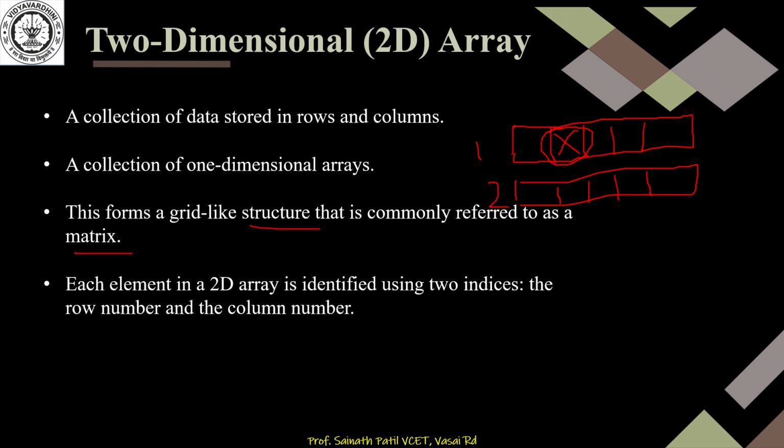Each 2D array element is identified by using two indices. If I want to access this element, it is present in the first row, second column. And this one is present in the second row and last column, that is 1 2 3, the fourth column. That is why each element in a 2D array, because it has multiple rows in a tabular form, is referred to by row and column indices.